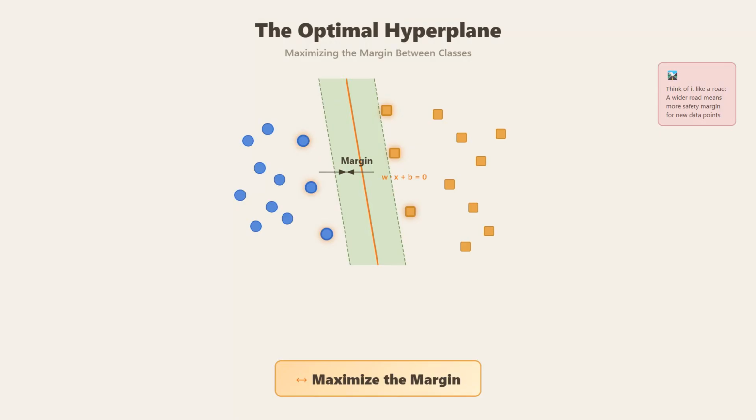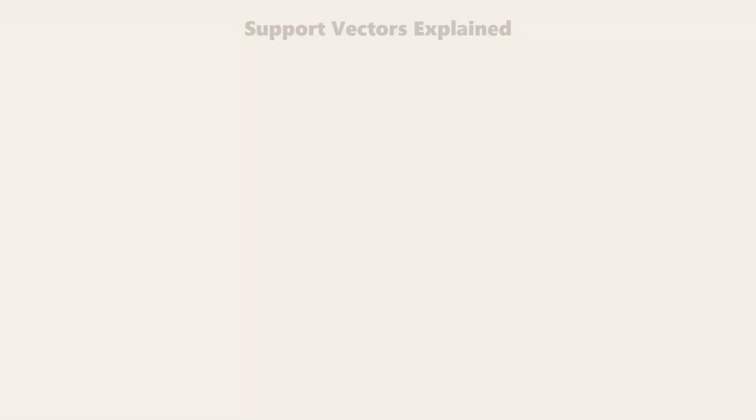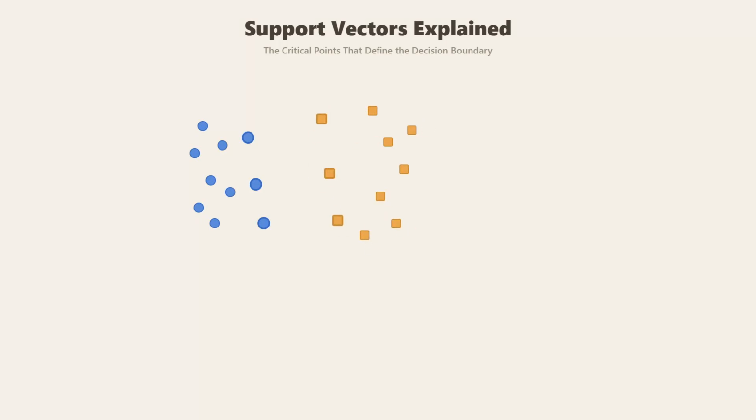The formula shows that we want to maximize 2 divided by the magnitude of w, where w is the weight vector that defines the orientation of our hyperplane. This maximum margin approach is what gives SVMs their excellent generalization ability. By creating the largest possible buffer zone between classes, we get a classifier that's more robust to noise and performs better on new data.